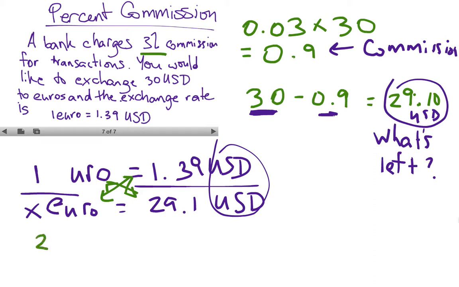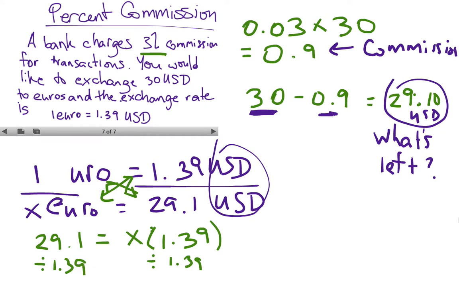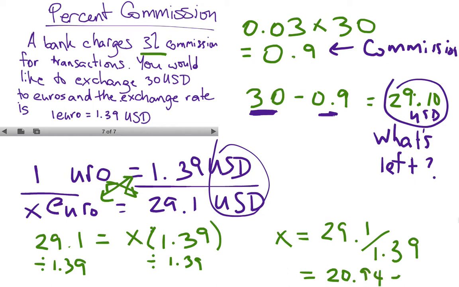X equals 29.1 over 1.39, which, tell me again, what is that? 20.94 euros. Good.